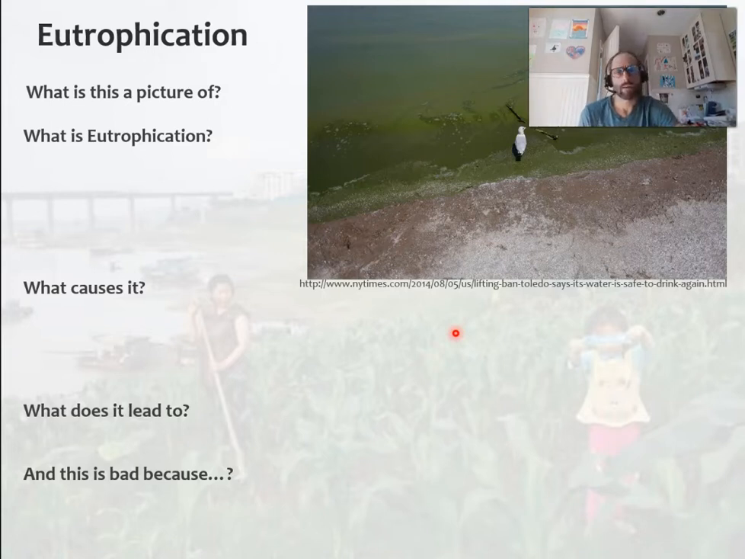So this is not all going to be about Lake Erie and Toledo. As much as I care for the citizens of Toledo, this is a problem that happens all over the world, and it's related to this phenomenon called eutrophication.